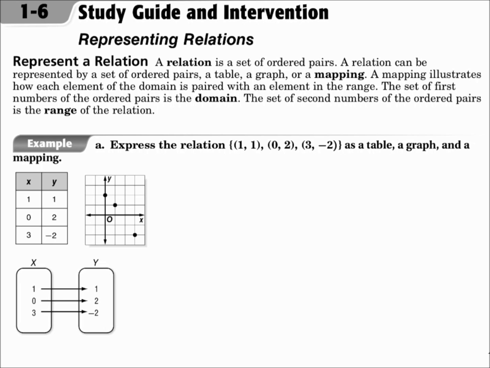A mapping illustrates how each element of the domain is paired with an element of the range. The set of first numbers in the ordered pairs is the domain. The set of second numbers in the ordered pairs is the range of the relation. D comes before R, and X comes before Y. The domain is the X, and the range is Y.